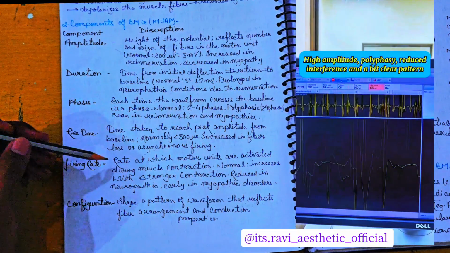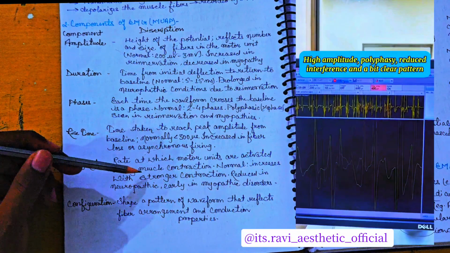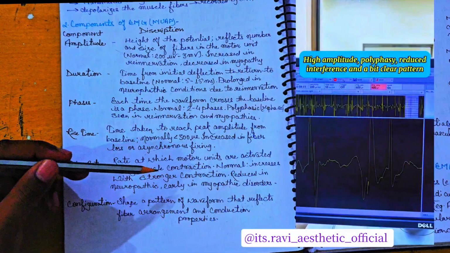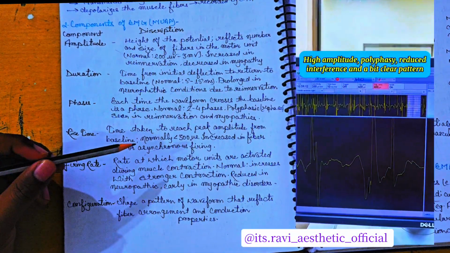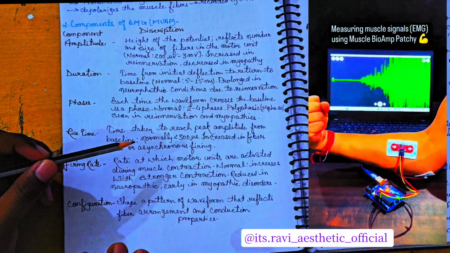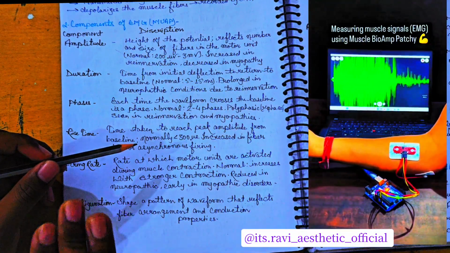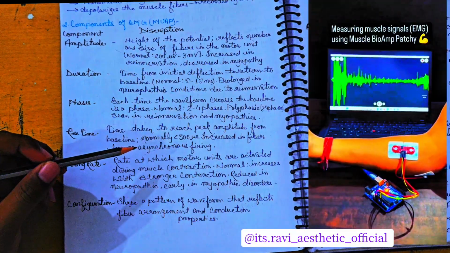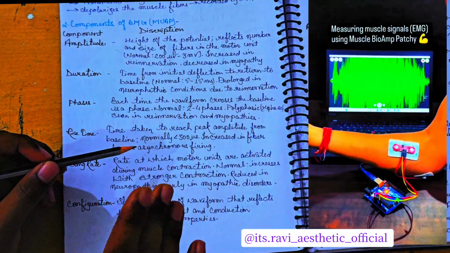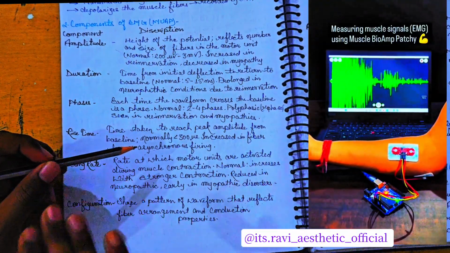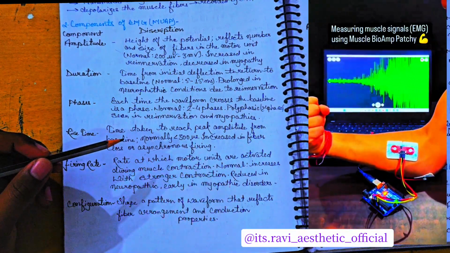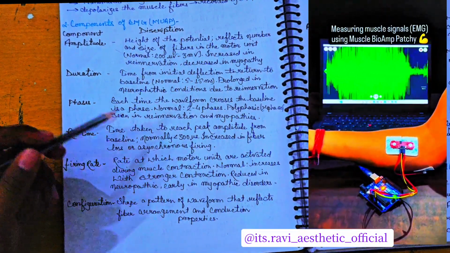So what is the firing rate? The firing rate is the rate at which motor units are activated during muscle contraction. Normally it increases with stronger contraction, reduced in neuropathic, early in myopathic disorder. Whenever a motor unit is activated, the contraction of the muscle happens at that place. The signal comes from the CNS, and we see stronger contraction, for example in cerebral palsy. In a spastic muscle the firing rate is strong, so the contraction is also too much. So there is a neuropathic condition.